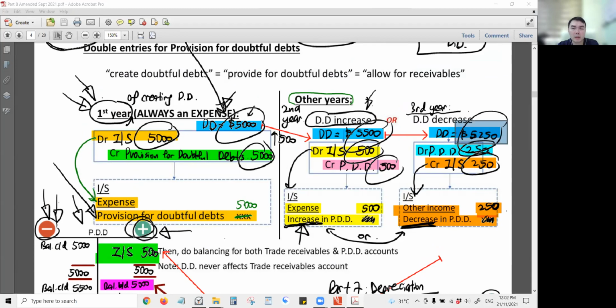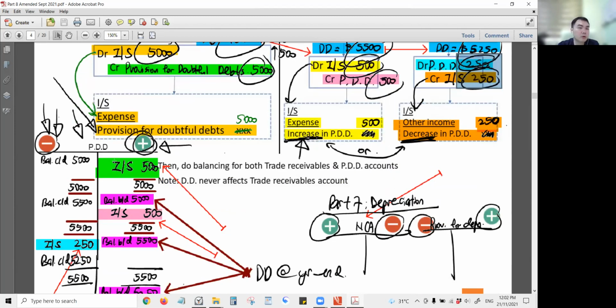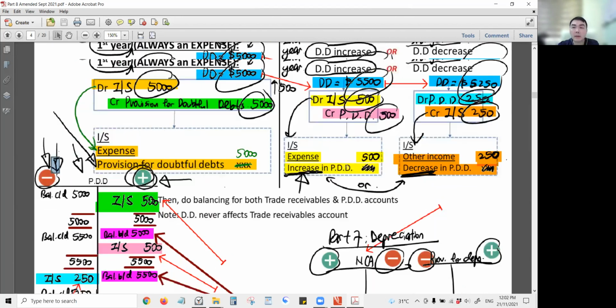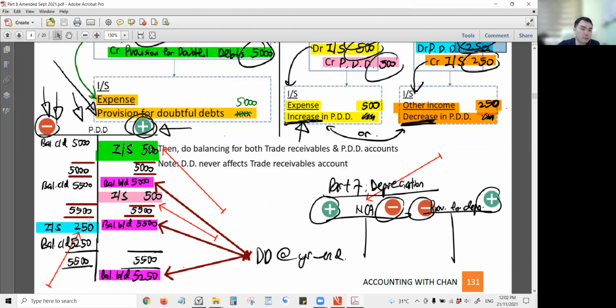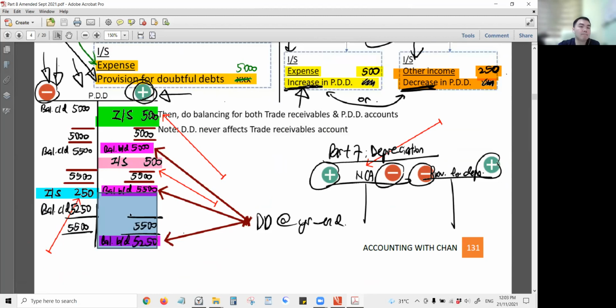Okay. Do you think the double entries will be the same as first and second year? No. When there's a drop, again, just recall where's the plus and minus in this account. Minus is on the debit side. Therefore, you debit PDD, debit provision for doubtful debts account, then credit income statement with 250. Therefore, you show 250 here. Then you balance it, then you're done.